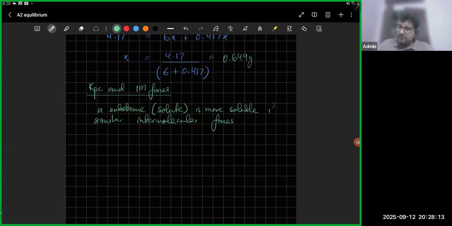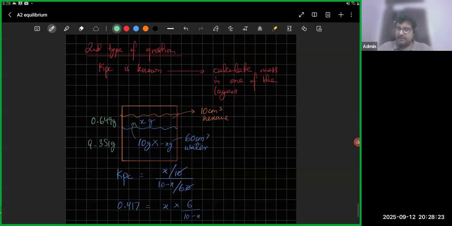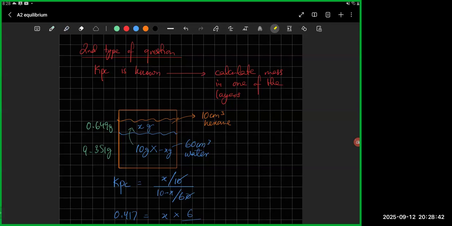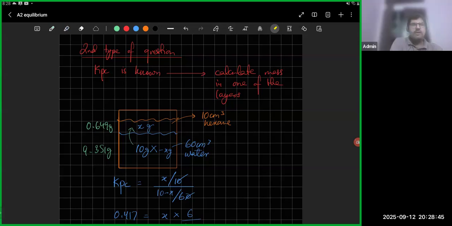So if it has similar intermolecular forces, for example with ammonia, you'll be asked to explain that ammonia would be more soluble in water because it is able to form hydrogen bonds. It will not be soluble in hexane because hexane cannot form hydrogen bonds with ammonia, so it's not going to mix with hexane. Is this clear? Yes. They will just ask why the substance was soluble in that layer, so you explain that their intermolecular forces are similar.